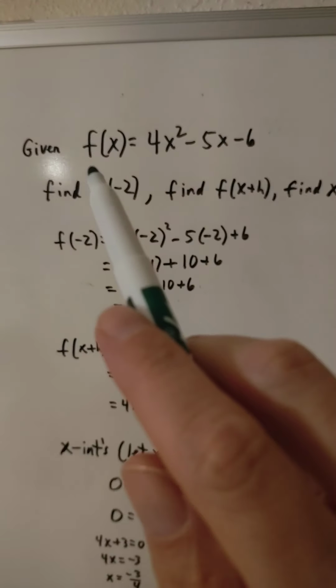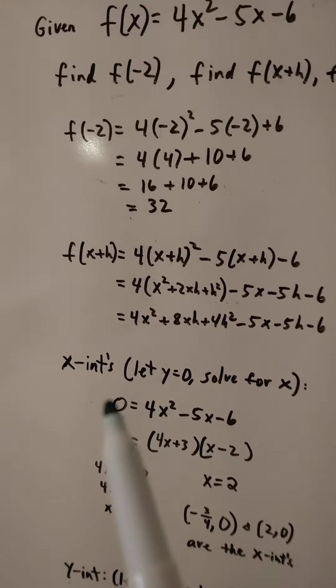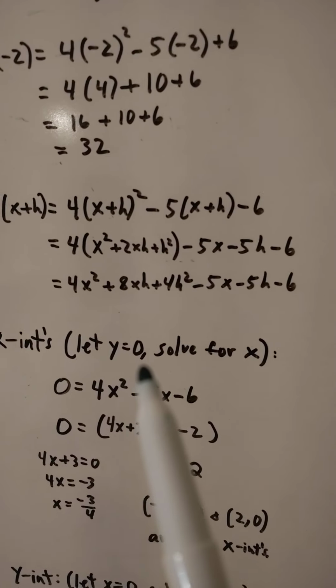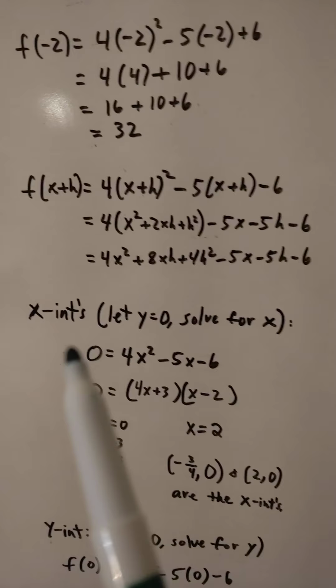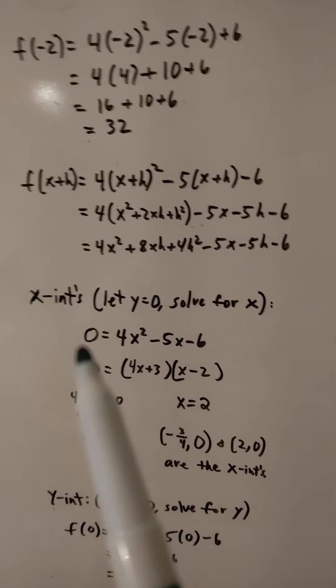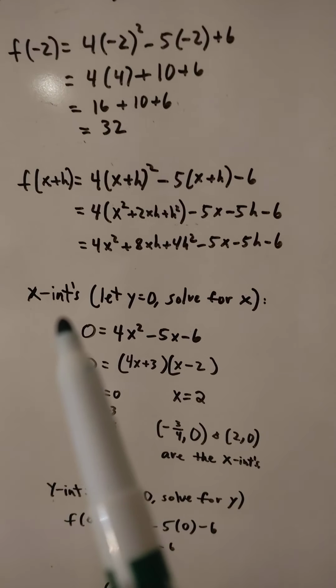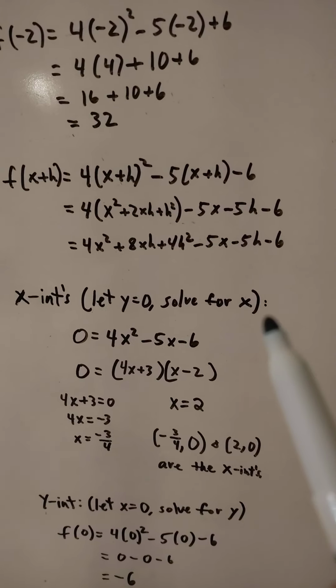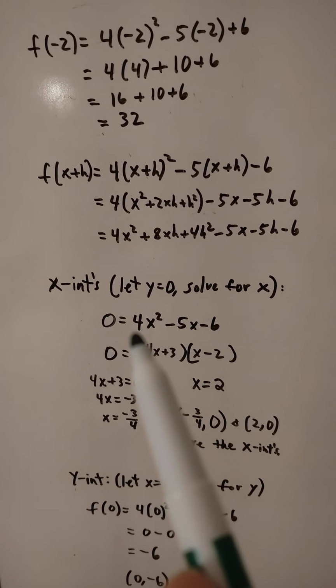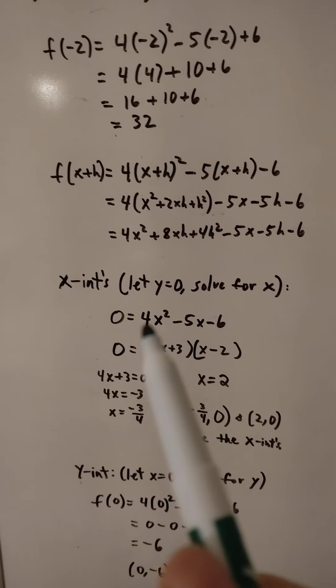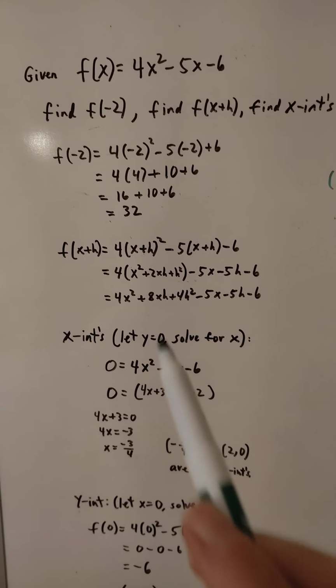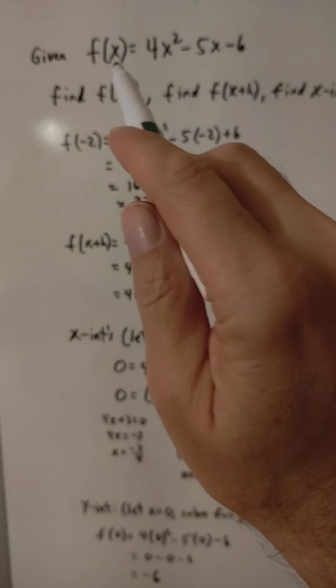Now I want to know, what are the x-intercepts here? How do you find the x-intercepts? You let y equal 0 and solve for x. You always do that for an x-intercept. It doesn't matter what the function is. Even if it's a logarithmic function, same idea. So it's good to know that because intercepts will follow you throughout the rest of your mathematical careers. So let's let y equal 0 and solve for x.